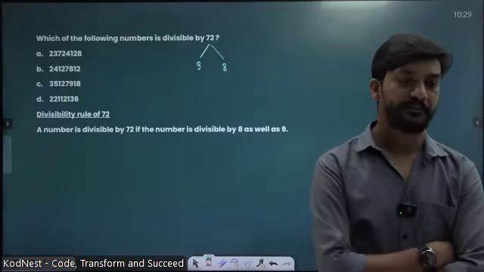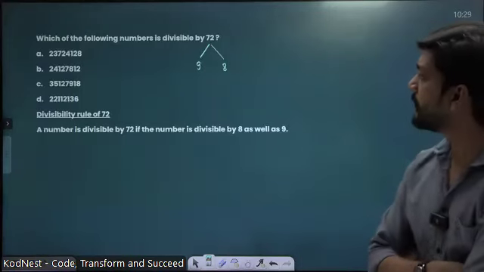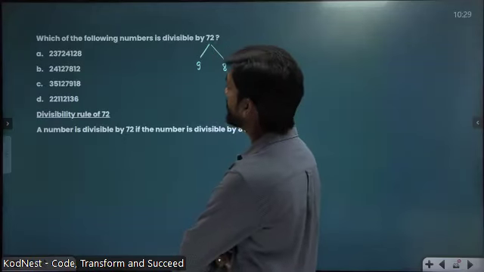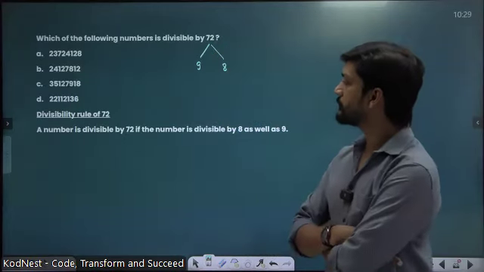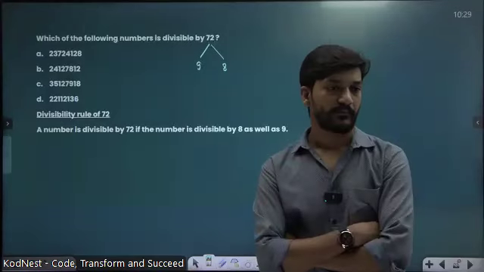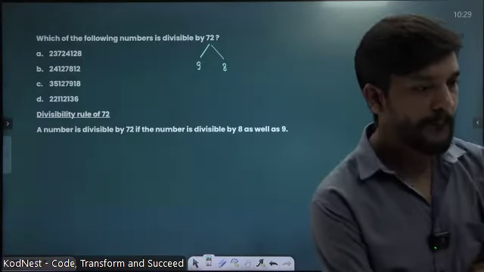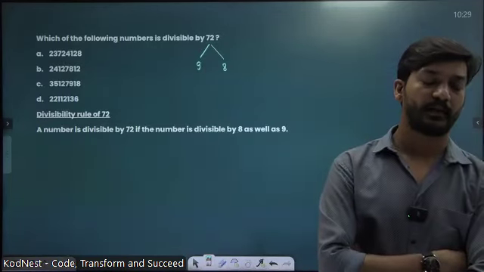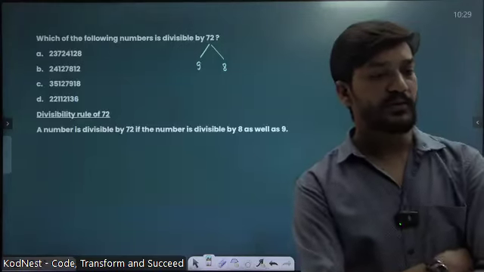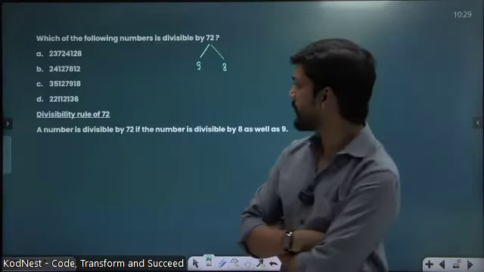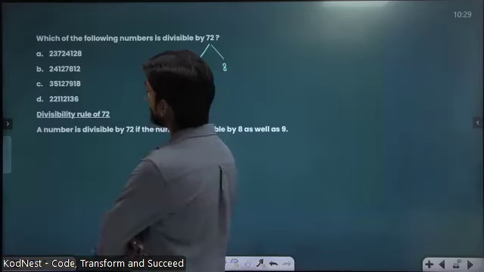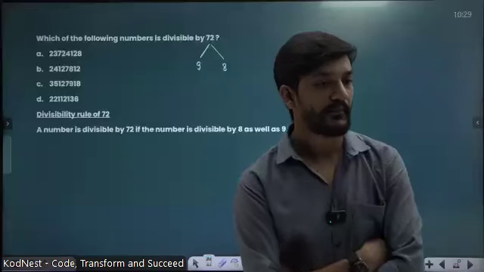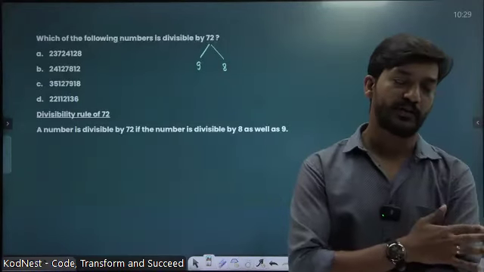Okay, which option? How A option? How A option? C option. C option, is it divisible by 8? Is it divisible by 8? C option.